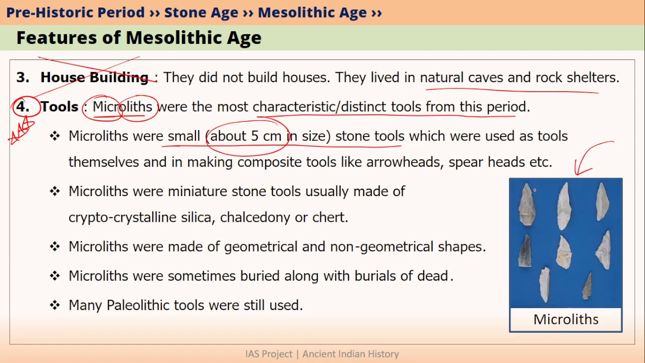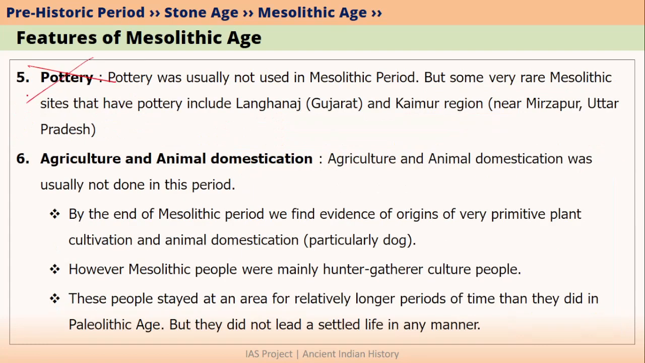As you can see here, microliths are often used as blades as well as they are often used as arrowheads and spearheads. Therefore, they were used to make composite tools also. Pottery was not invented in Mesolithic Age because pottery is mainly associated with Neolithic Age. However, we have certain rare evidences of pottery even from Mesolithic sites. For example, we have found pottery evidence in Langhanaj and Kaimur region. However, these pottery were very primitive pottery and therefore we generally do not associate pottery with Mesolithic Age.